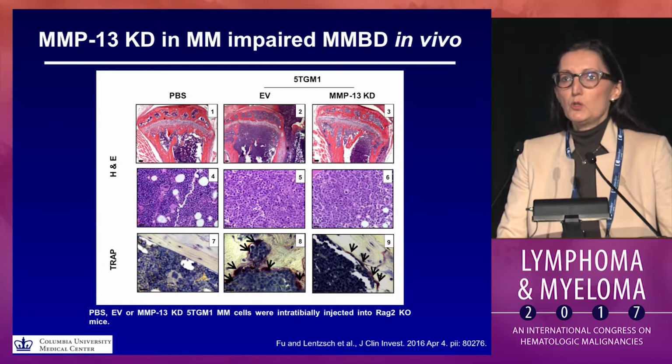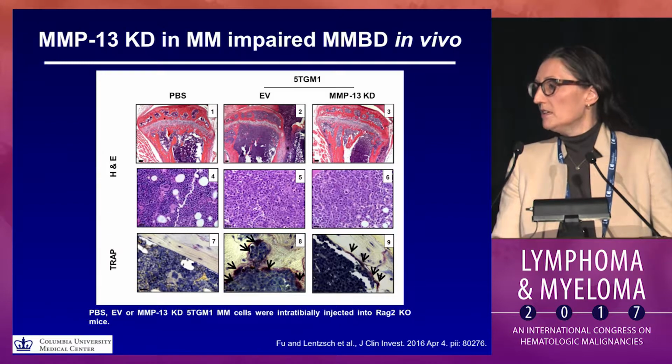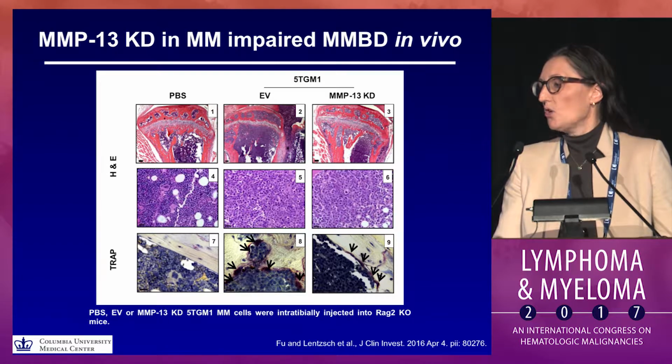This slide shows you the immunohistochemistry. Again, this is our control tibia. You see the nice trabecular bone here. You see a normal bone marrow, and you see when you inject the 5T-GM tumor cells, there is a destruction of the bone substance. There is a dense infiltrate of multiple myeloma cells, and I think you can also appreciate the lytic lesions or the pit formation here and the large osteoclast. You can see that by the arrow.